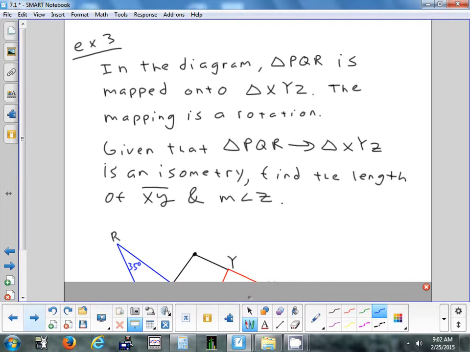All right, so in the diagram below, it says that triangle PQR is mapped onto triangle XYZ. Notice they didn't use primes this time. Instead of doing P prime, Q prime, R prime, they just decided to use different letters. That's fine too. What they're telling me is P goes to X, Q goes to Y, R goes to Z. Okay, and the mapping that we're looking at is a rotation. Since it's a rotation, that means it's an isometry.